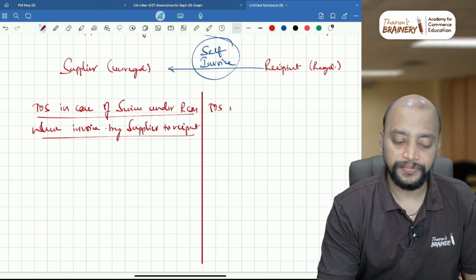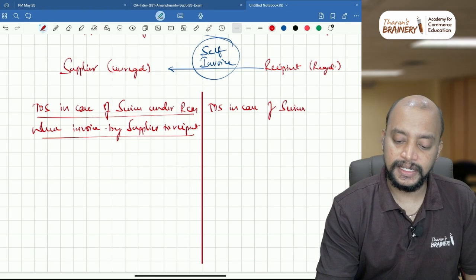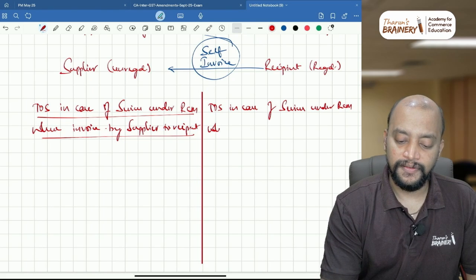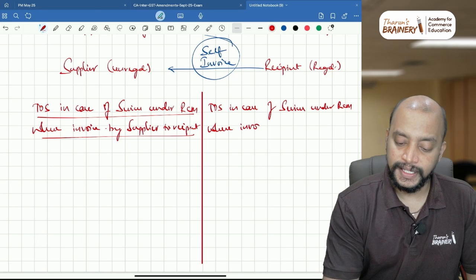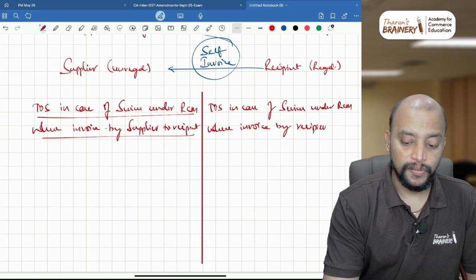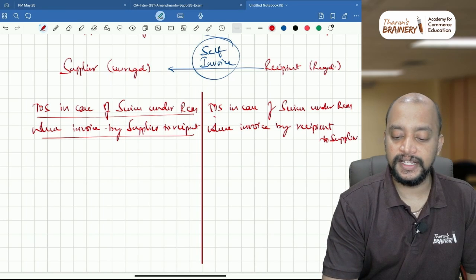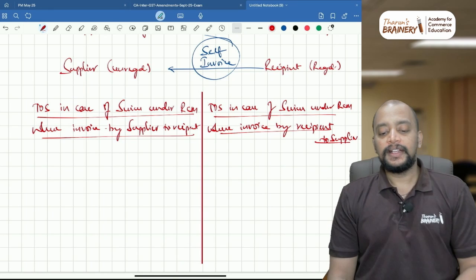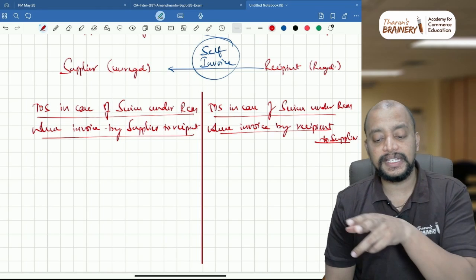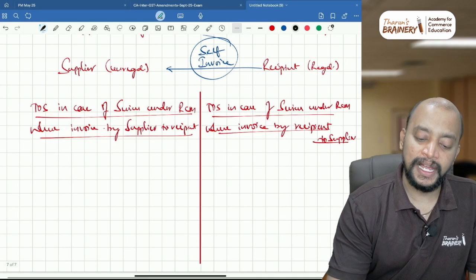Time of supply in case of services under RCM where the invoice is given by recipient to supplier. Are you getting this? Self invoice. What will be taken as the time of supply in this case?